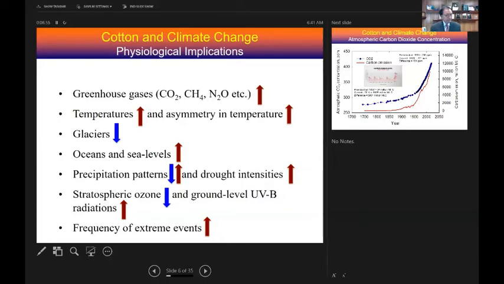Some aspects that I've been working on are at the ground level, on crop growth and development. That is also projected to change over the years, at least in the near future. And more importantly, extreme events are projected to increase in the future climate as well.